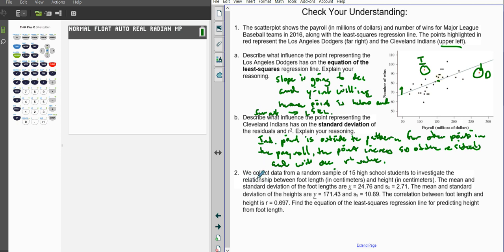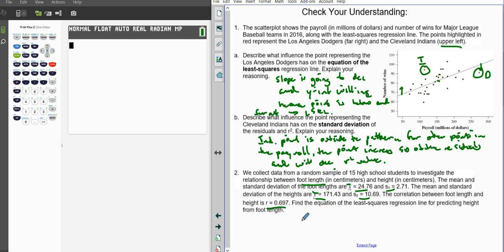So let's say we collect data from a sample of 15 high school students to investigate the relation between foot length and height. The mean and standard deviation of foot length is here, so here is the mean of the x values and the standard deviation, and the mean and standard deviation of the heights. The correlation between foot length and height, the r, is that. Find the least squares regression line.